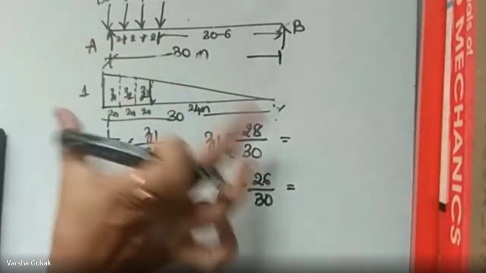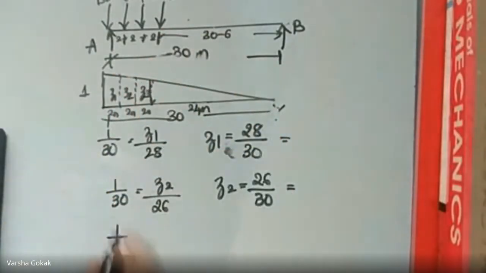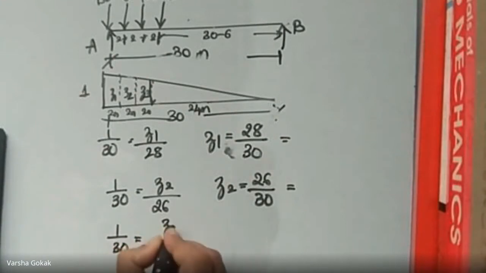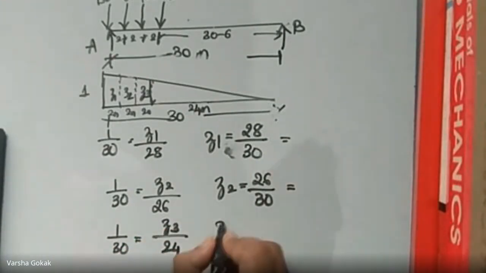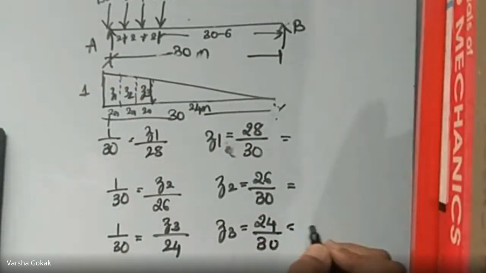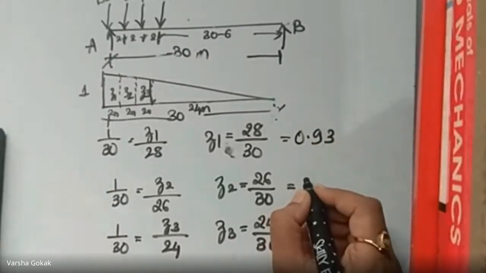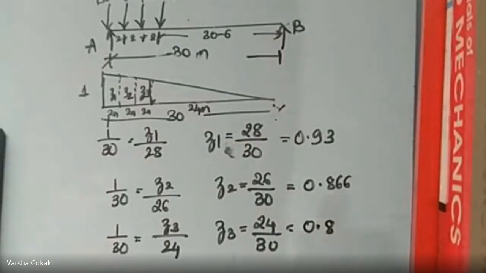Third one, 1 divided by 30 is equal to Z3 divided by this value, which we know is 24. So Z3 is going to be 24 divided by 30. Please get me these values. 28 by 30 is how much? 0.93. Then 0.866 and 0.8. Okay.